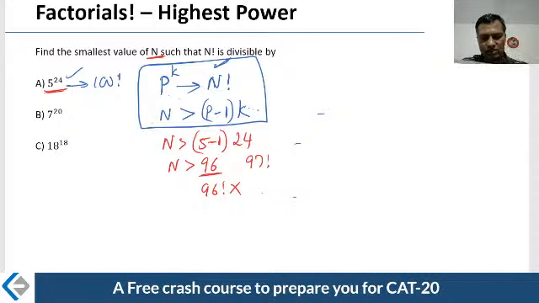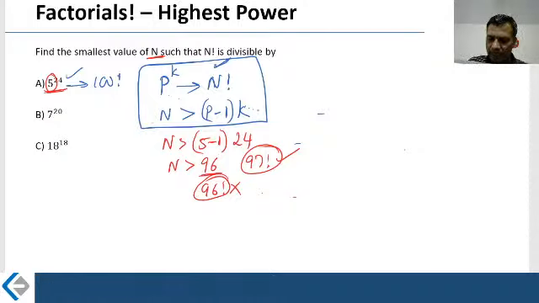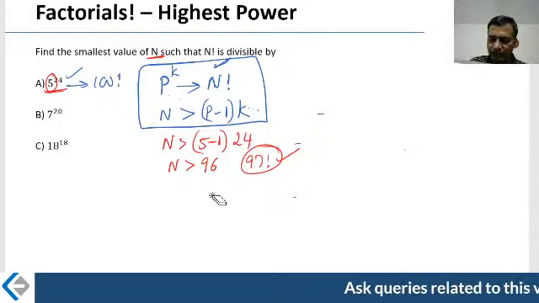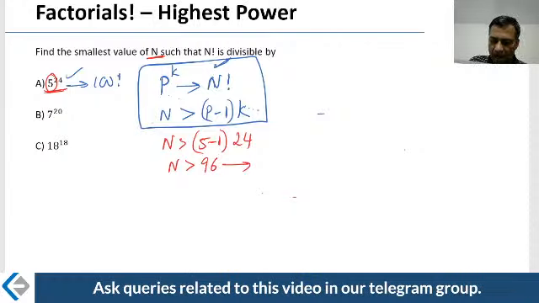If 96 is not the answer, 97 is also not the answer, because the number of 5s in 96 factorial is the same as the number of 5s in 97 factorial. By going to 97, you don't get any more 5s. So marginally greater than 96 means what? 96 and a multiple of 5.